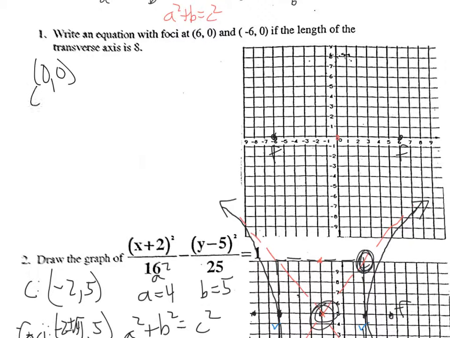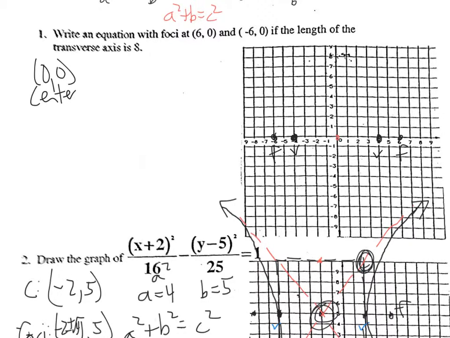I know that's the center. And so the transverse axis goes through the center and connects the vertex points. That means from the center we can actually go right and left 4 units. 1, 2, 3, 4. And that's where our vertices are going to be, because if we connect that segment, that would be our transverse axis, and that's 8 units long. So there's our vertex points.